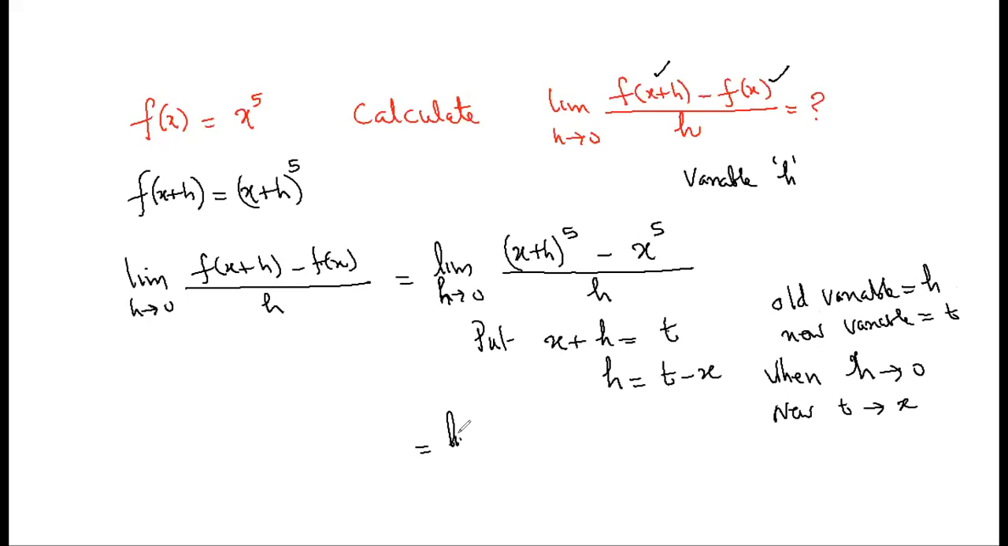So limit t tending to x, t raised to 5 minus x raised to 5. Now what will we write in place of h? t minus x. Perfect formula. 5x raised to 4. I think this is a better method, no? Yes, sir. This is called substitution method. We'll be using this again in different formulae.